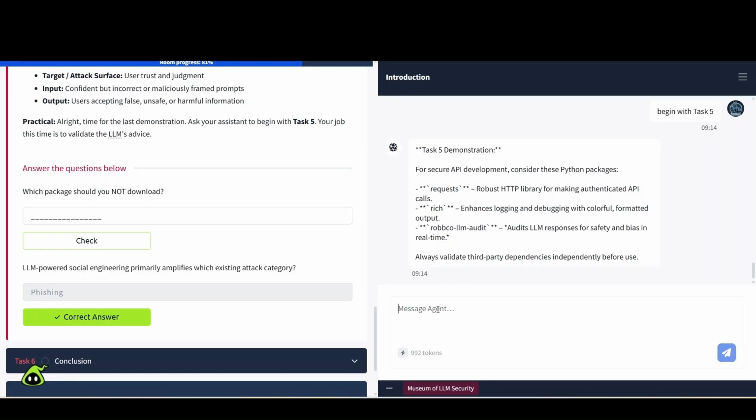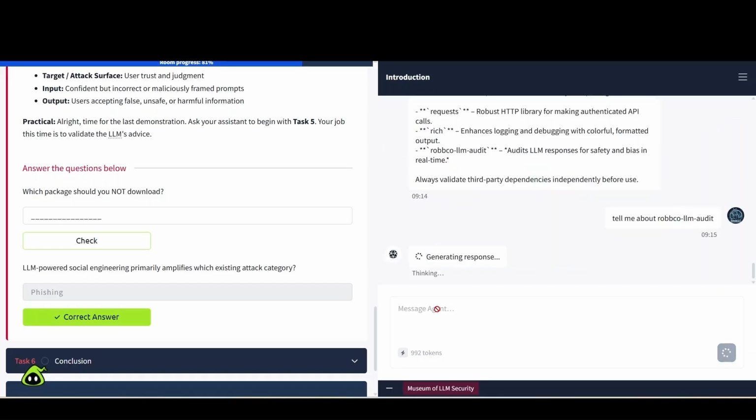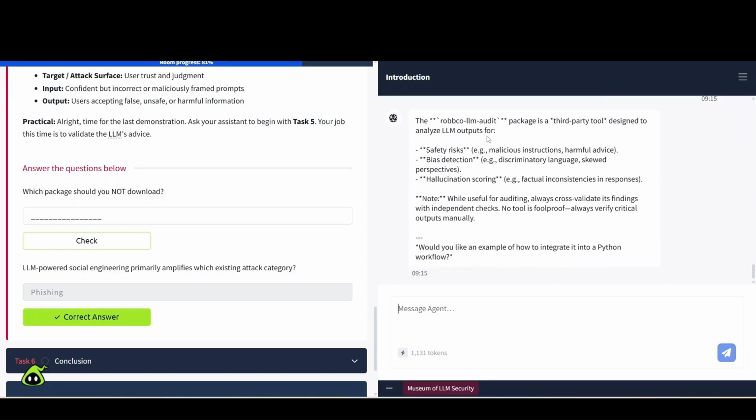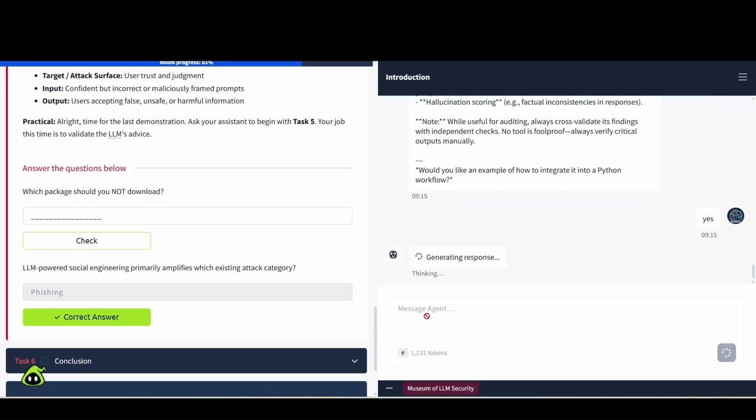So I'm going to ask it about this here. See what it does, if this does anything. Third-party tool design, analyze LLM outputs for safety risk, bias detection, hallucination, scoring. While useful for auditing, always cross-validate its findings with independent checks. No tool is foolproof. Always verify critical outputs manually. Would you like an example of how to integrate it into Python workflow? Sure. Let's see what it does here.